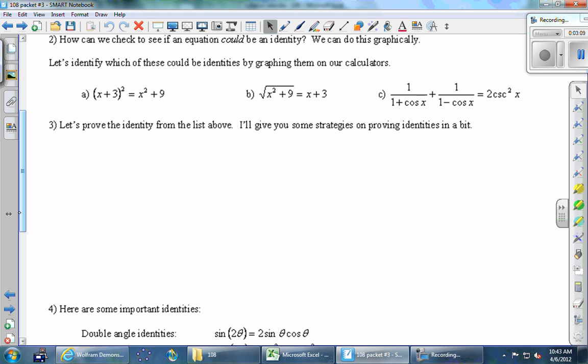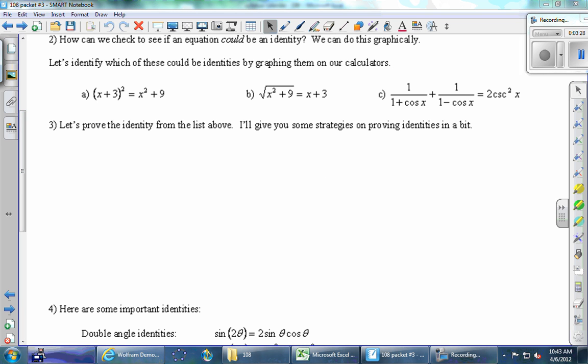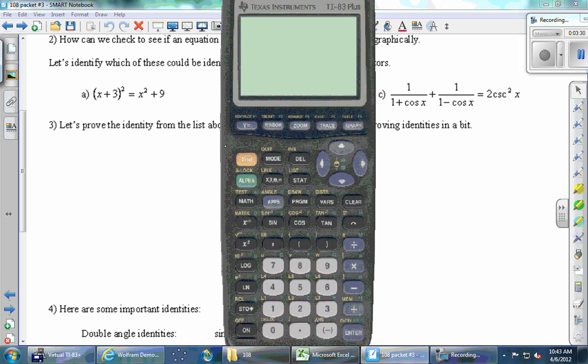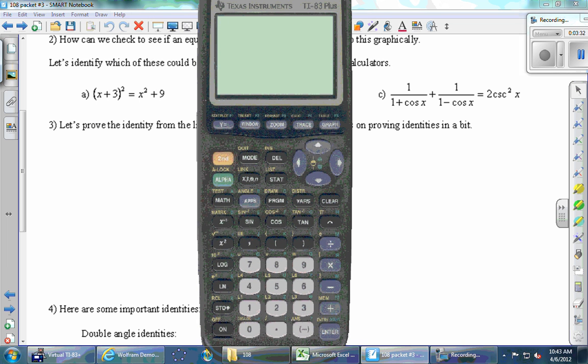Okay, so the first one, x plus 3 squared equals x squared plus 9. Is that like a law of algebra? Is it something that's true all the time? Seems reasonable. Is it true all the time? It's not. It's tempting. A lot of people think this is true. It isn't, but if you're not sure, then on a calculator we could either confirm or, well, I guess we can't confirm, but certainly we could deny.